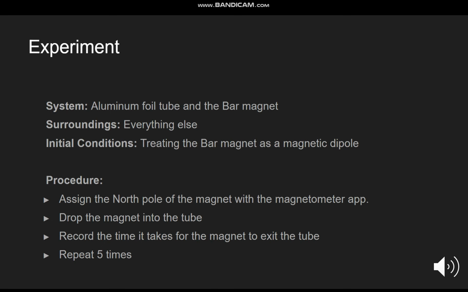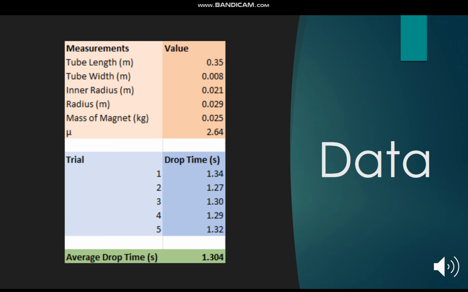As for the procedure, we identified the north pole of the magnet with the magnetometer app, dropped the magnet into the tube, recorded the time it takes for the magnet to exit the tube, and repeated this 5 times. We got our measurements and found their corresponding values, and the drop times are shown to the right. The average drop time was 1.304 seconds.